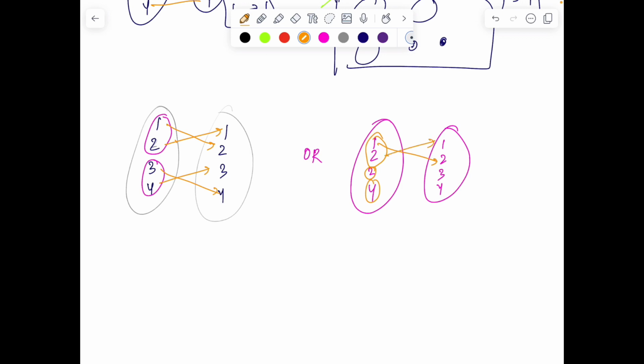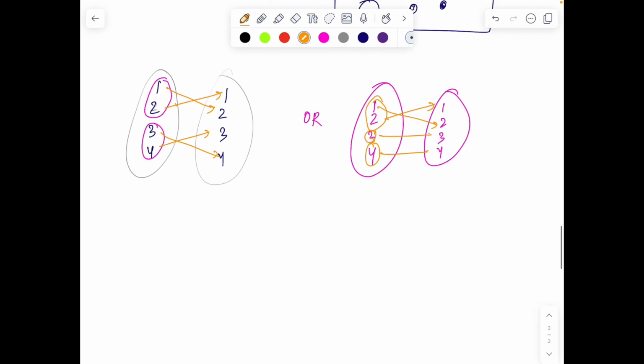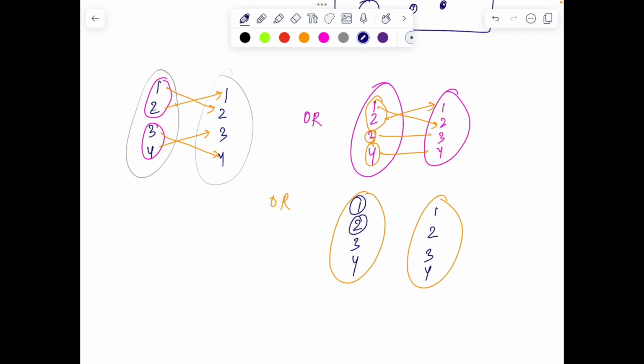If it is single, then 1 is going to 2, 2 is going to 1, and we can have 3 going to 3, 4 going to 4. Or we can have the case where each of them is going to their fixed point. So make a group of singles: 1 is going to 1, 2 going to 2, 3 to 3, and 4 to 4.